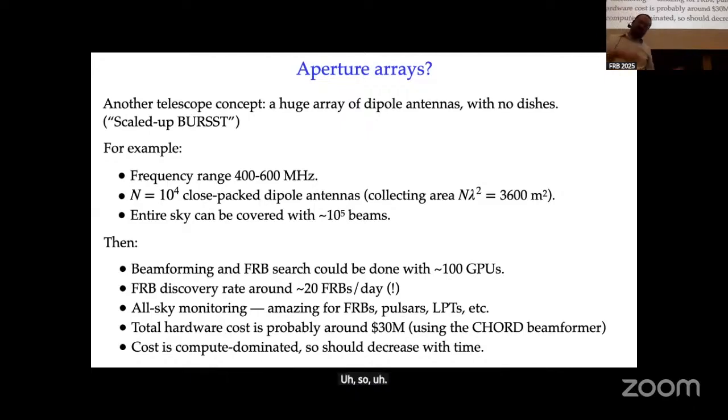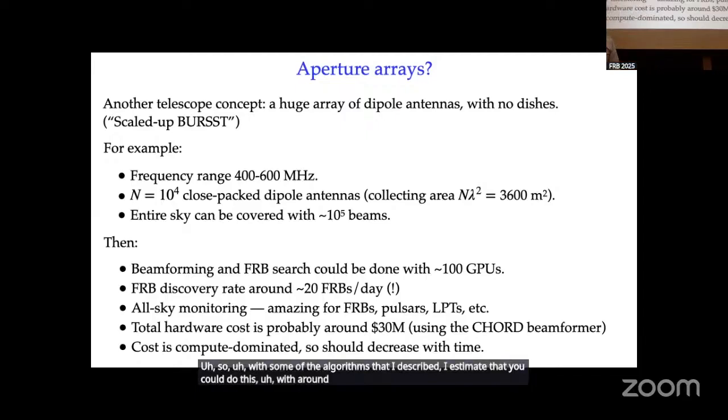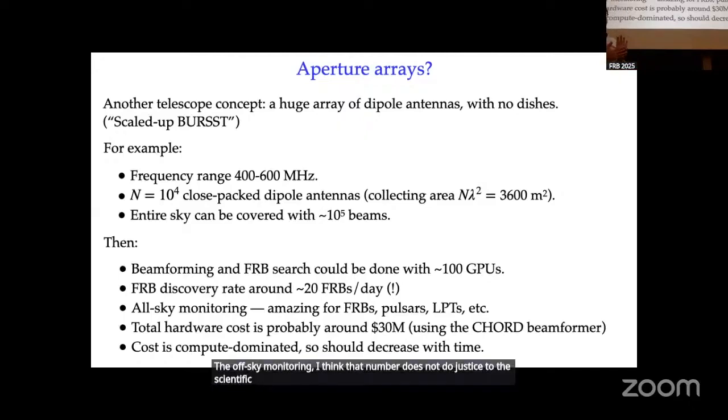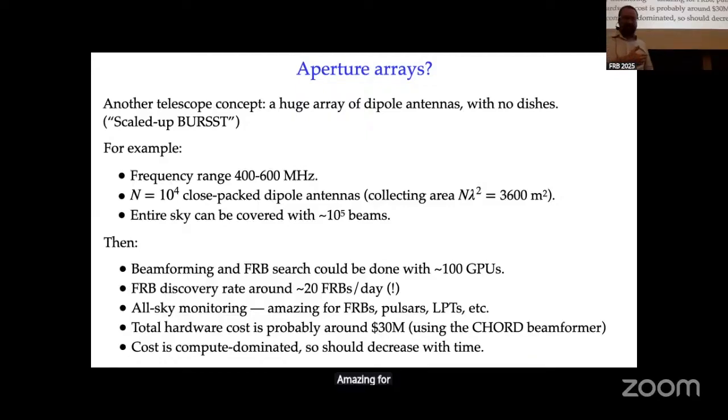With some of the algorithms that I described, I estimate that you could do this with around 100 GPUs, and get an FRB discovery rate of around 20 FRBs per day. With all-sky monitoring, I think that number does not do justice to the scientific power of all-sky monitoring. Like you could see every FRB all the time, every pulsar all the time, LPTs all the time if they're present. Amazing for finding strongly lensed FRBs.